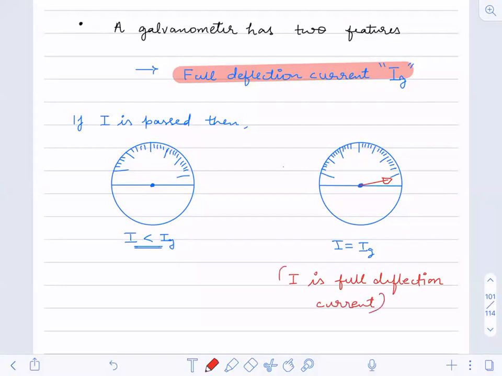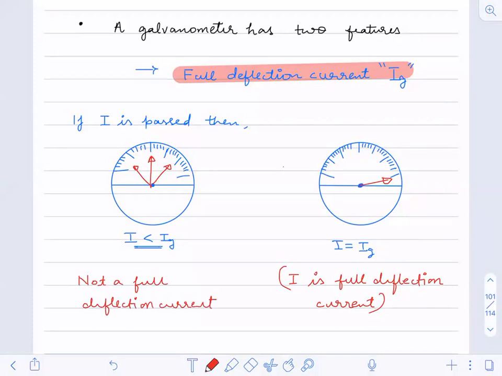Understood? Now, suppose I is less than the full deflection current, so where will it be? It may be somewhere here, or somewhere here, but it will never be at this point. It can be anywhere, but it will never be at this point. Understood? So this is not a full deflection current.